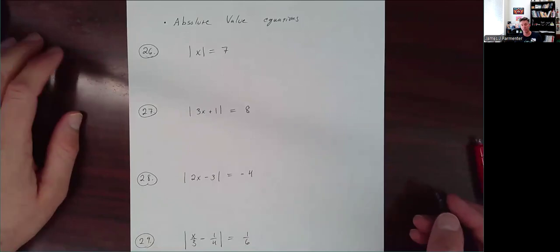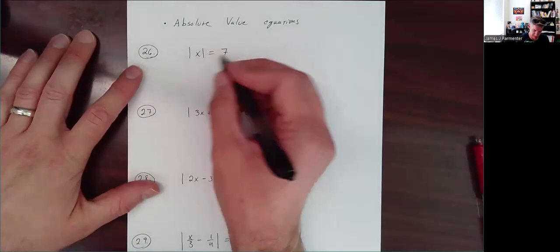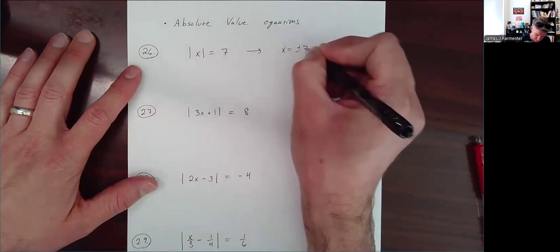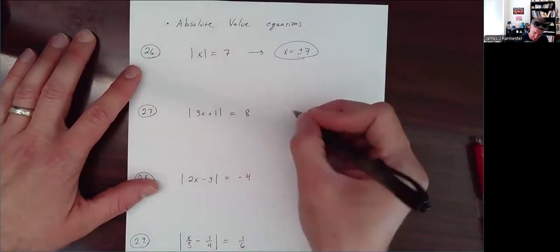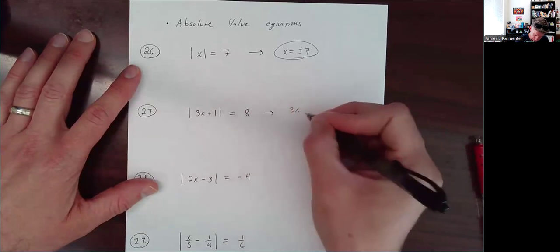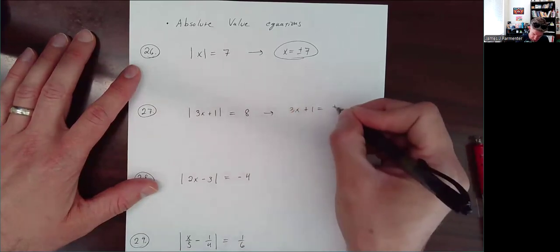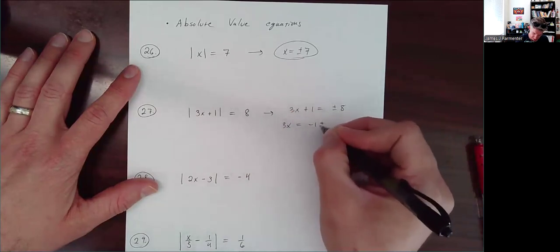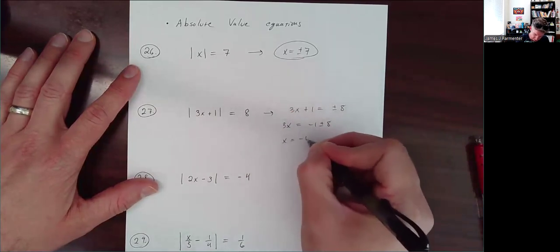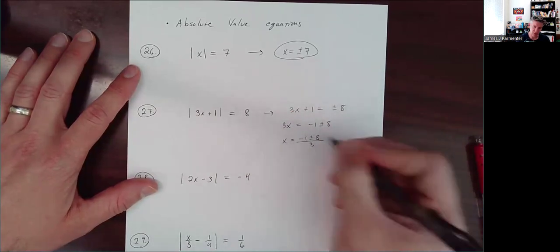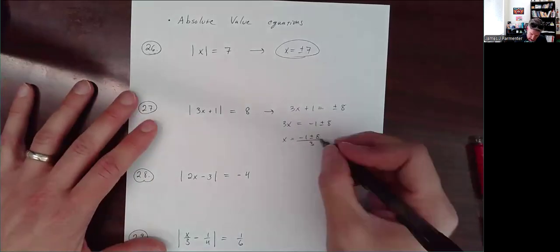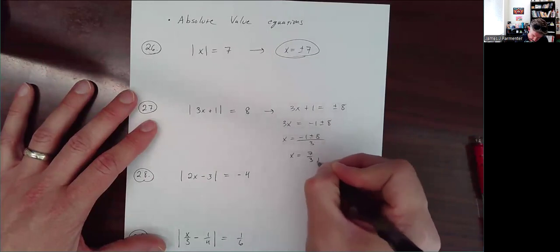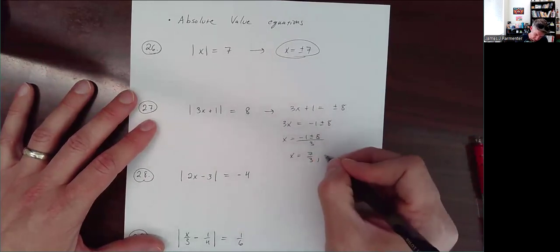Absolute value equations are pretty easy. The insides can just be plus or minus whatever that is. So here we get x equal to plus or minus 7. We're done. Here we get 3x plus 1 equal to plus or minus 8. 3x equals negative 1 plus or minus 8. X equals negative 1 plus or minus 8 divided by 3. We should actually write that as two answers. Negative 1 plus 8 is 7 over 3, and negative 1 minus 8 is negative 9 over 3, which is negative 3.